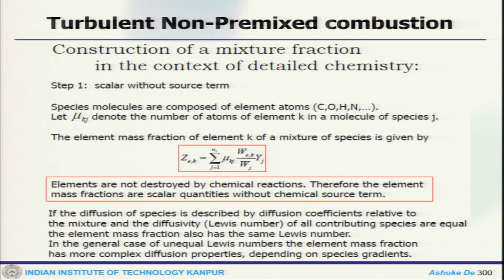And then from the elemental mixture fraction, that is what we have already looked at. Each species is composed of some elements, C, O, H, N. Then at the element level you can define the elemental mass fraction like this, and the elements are not destroyed by chemical reaction, so the mass fractions also can be obtained.